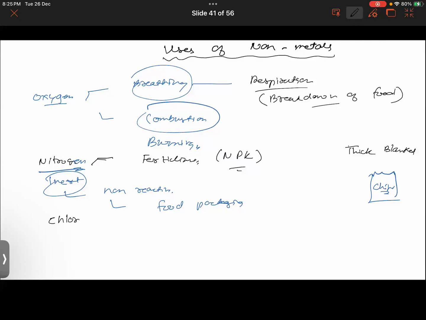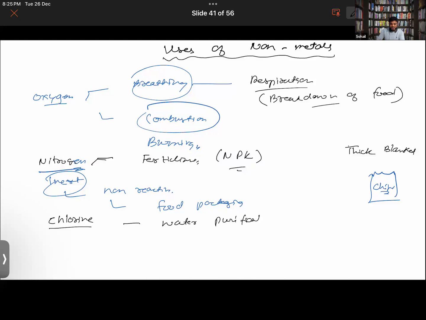Chlorine is also a non-metal. So chlorine is basically used in water purification. Yes, sir. We use it in water purification since it kills the bacteria. Okay? So it can kill the germs, so thereby it is used.